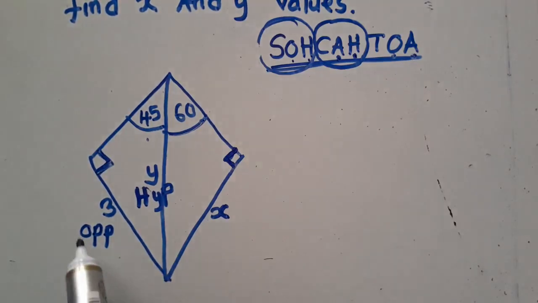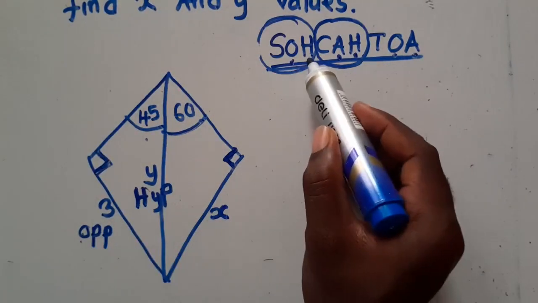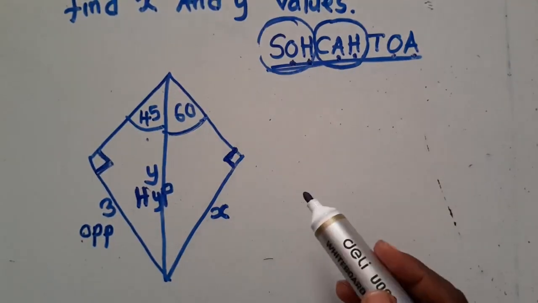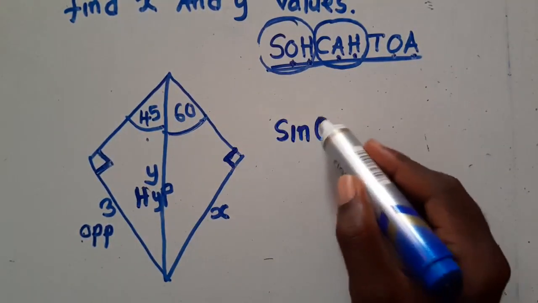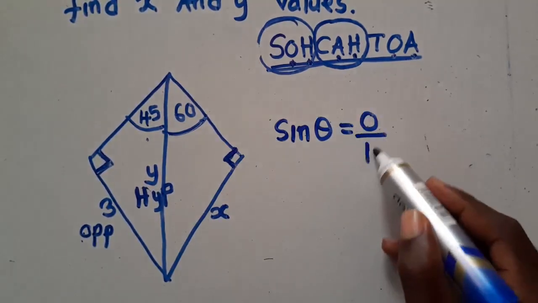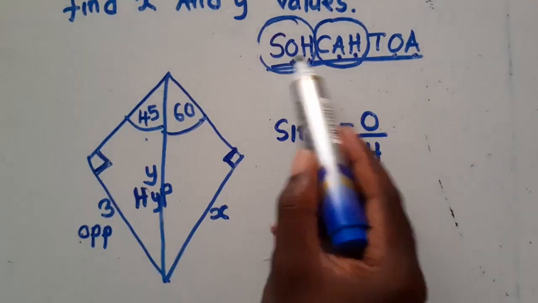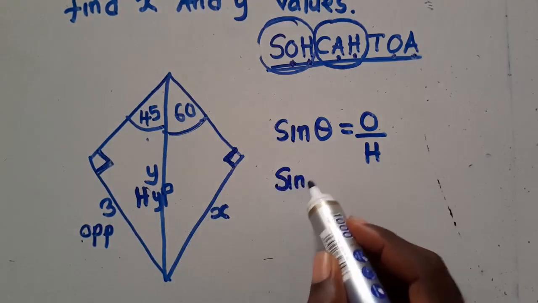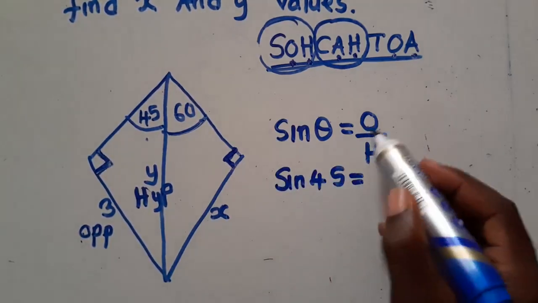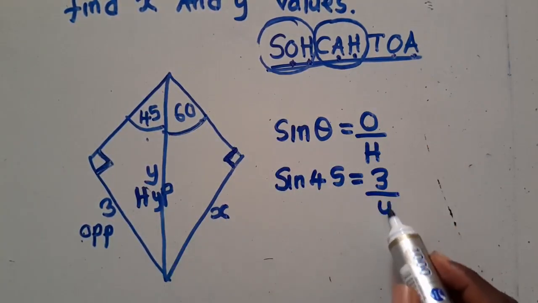So now I'm given opposite and what? Hypotenuse. Opposite and hypotenuse, it is sine. So it is sine theta is equal to opposite over hypotenuse. Don't say where is the over coming from. Just get it the way it is. So now we say sine 45 is equal to, what is your opposite? Opposite is 3. What is your hypotenuse? Hypotenuse is the y that you want to calculate.